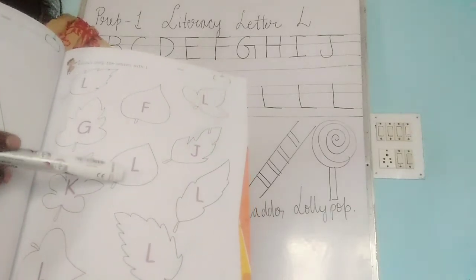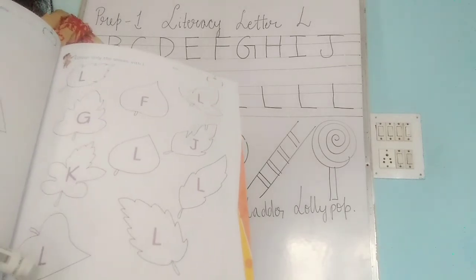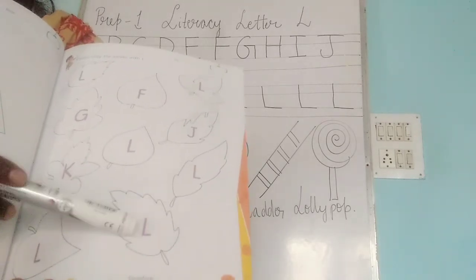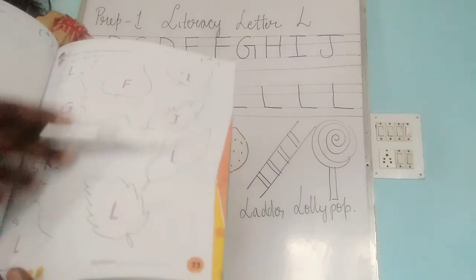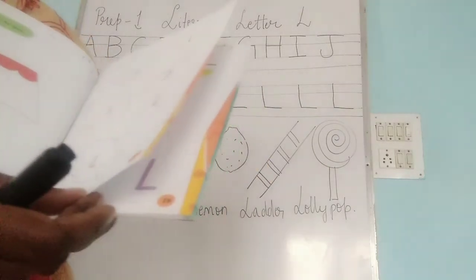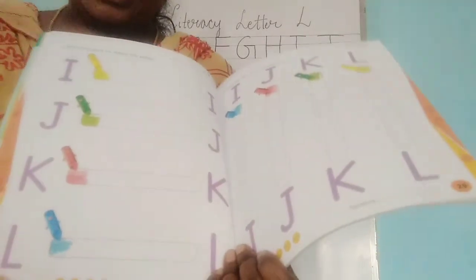This leaf has letter L. So color the leaf. This is L. So color the leaf. This is L. So color the leaf. This is L. So color the leaf. Okay, so this is about your activity letter L. And here you see whatever you have practiced, it is there.